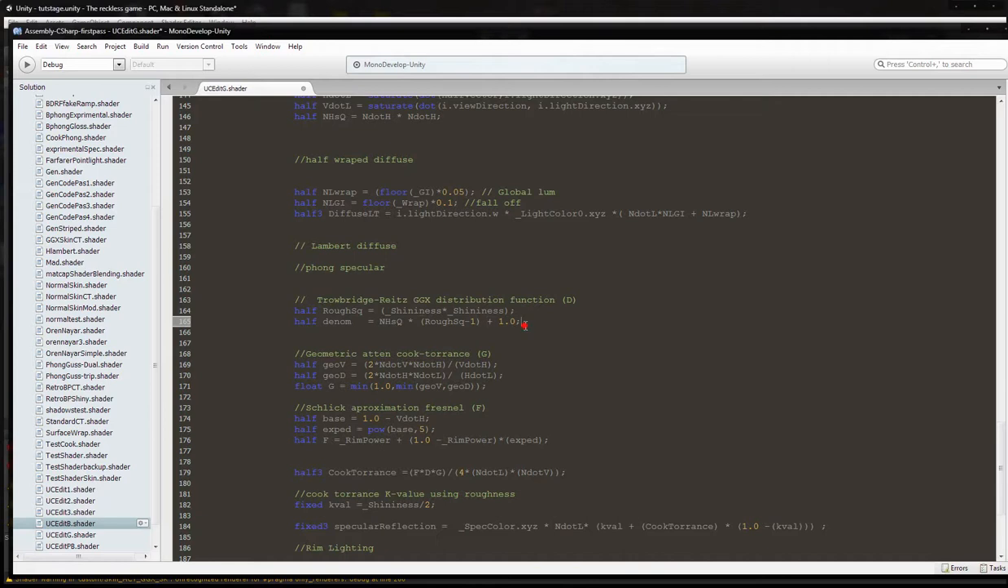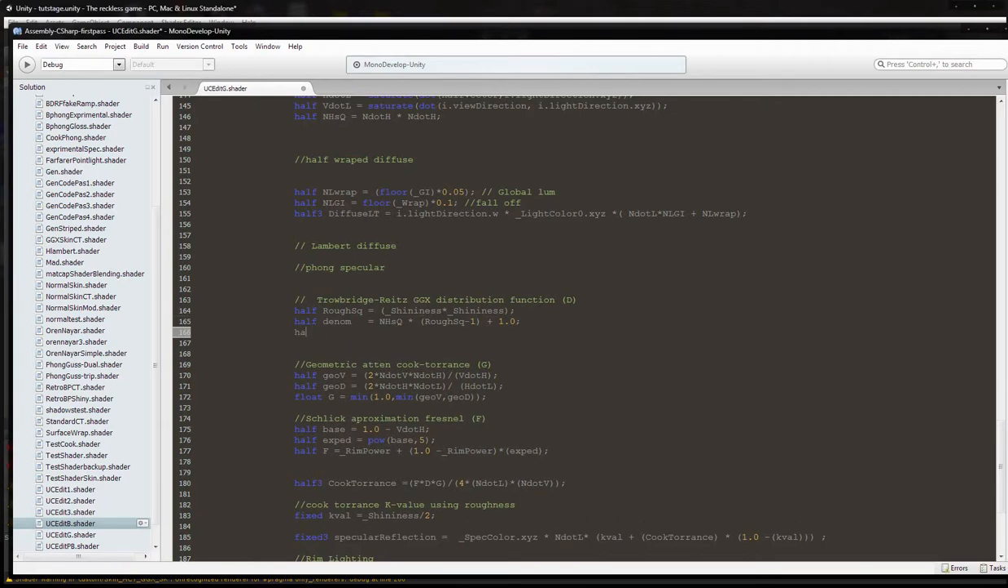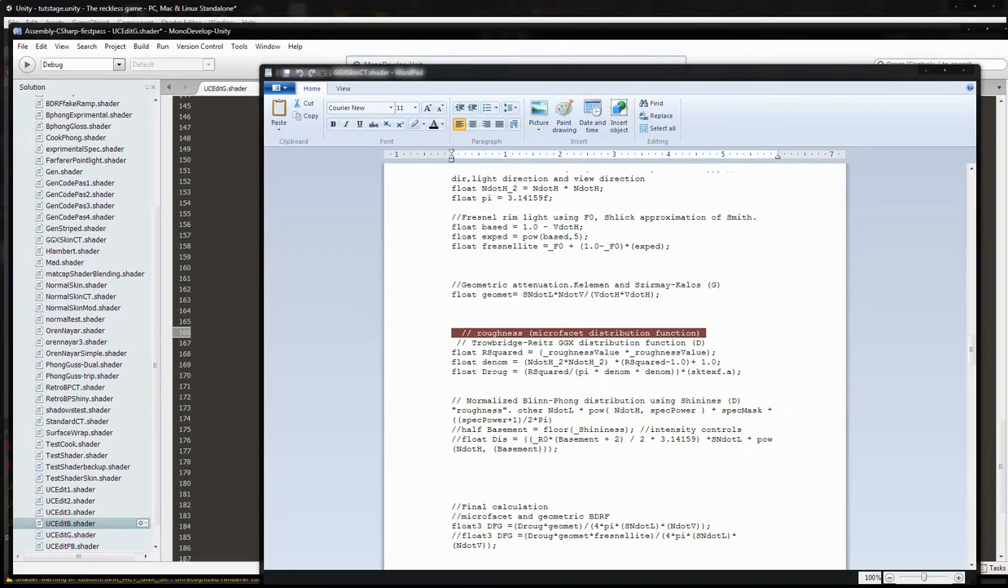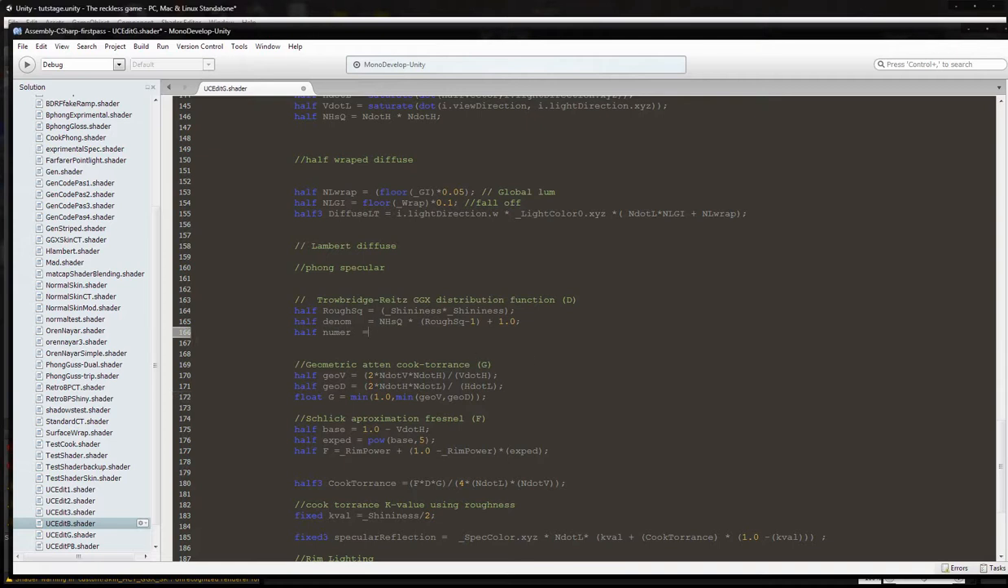So I'm guessing the next one is going to be half num for numerator, or we'll just call it numer. I don't want it to be mistaken for number. So it's going to be roughness squared, or rough squared.